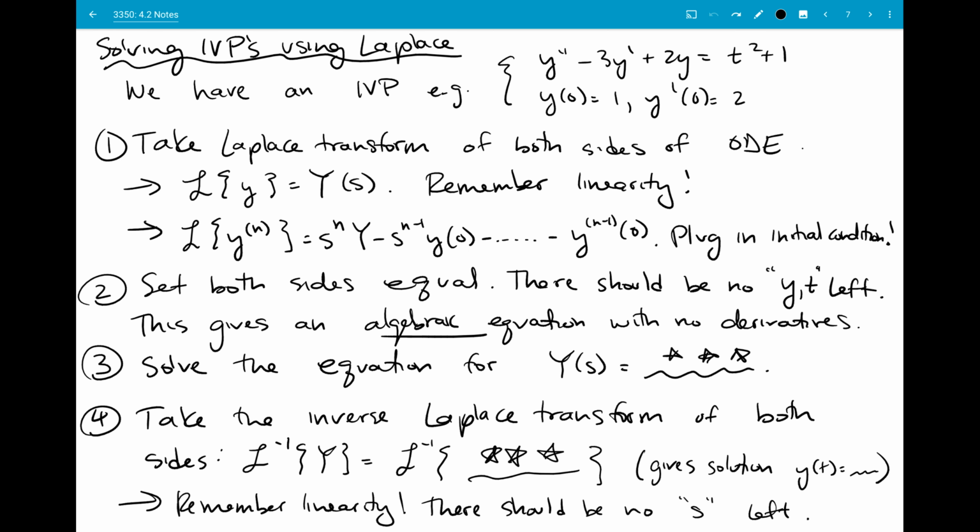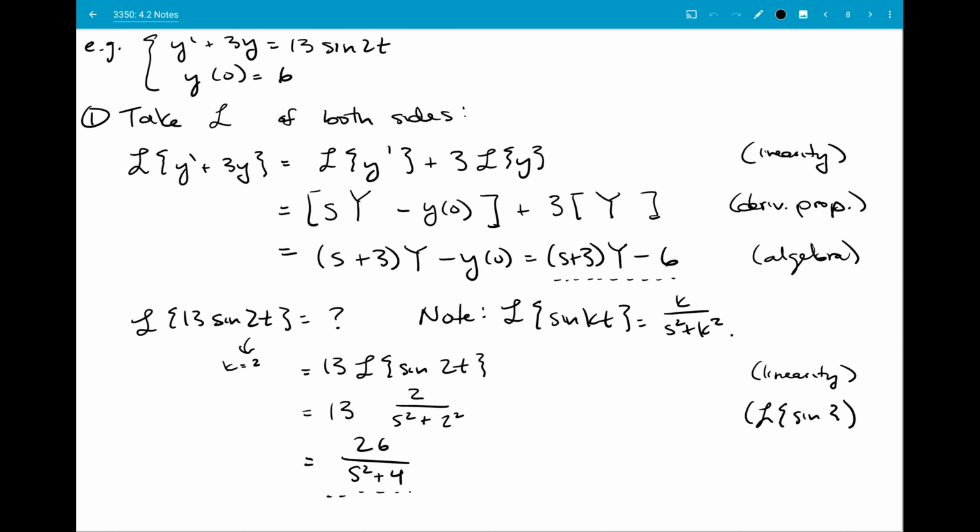We have to use our linearity property. Oh, and then at the end, there should be no s's left because we should be looking at a function of time. So we did a couple examples.